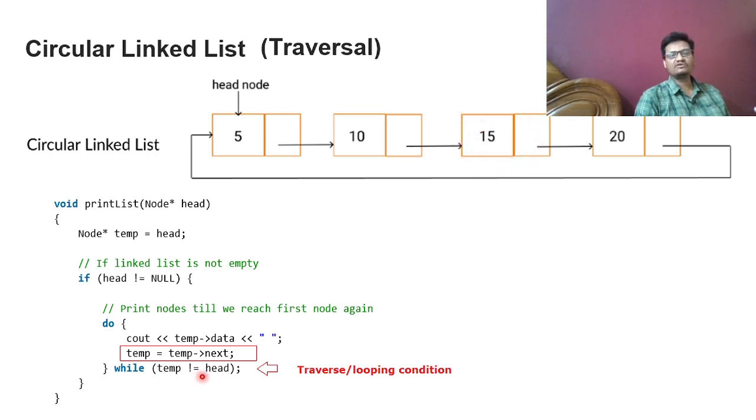Then we are checking the condition temp not equal to head. That means this node address is not equal to this node address. The condition is true, and once again we are going inside and printing the data. So now the data is 15, so we are printing 15 here.